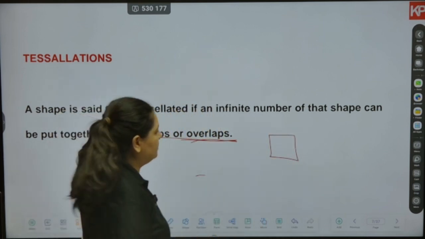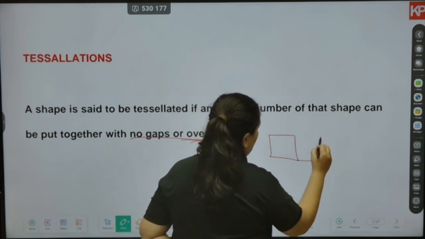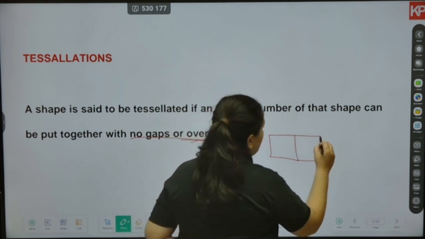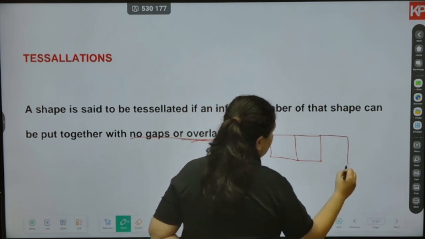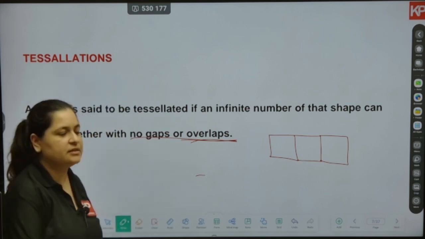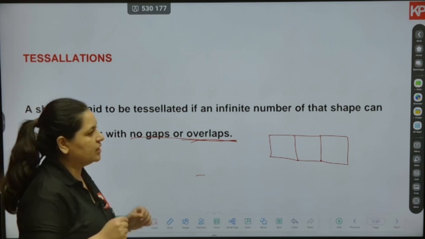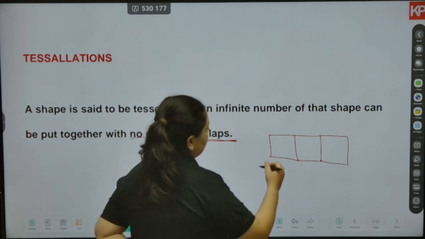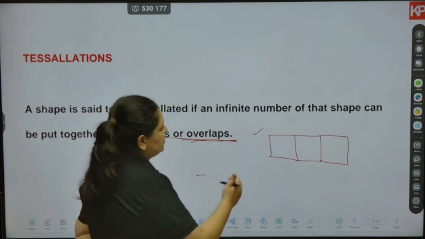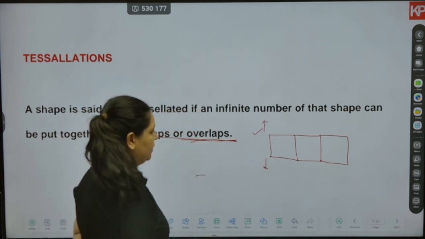repeating it a number of times. Let me choose this particular vertex and draw another square. Then again, let me choose this particular vertex and draw another square based on this. Like this, I can go on an infinite number of times and repeat this particular square without leaving any gaps or having any overlaps. So till now, we are sure that a square can tessellate. Let's try and increase this widthwise and see what happens.